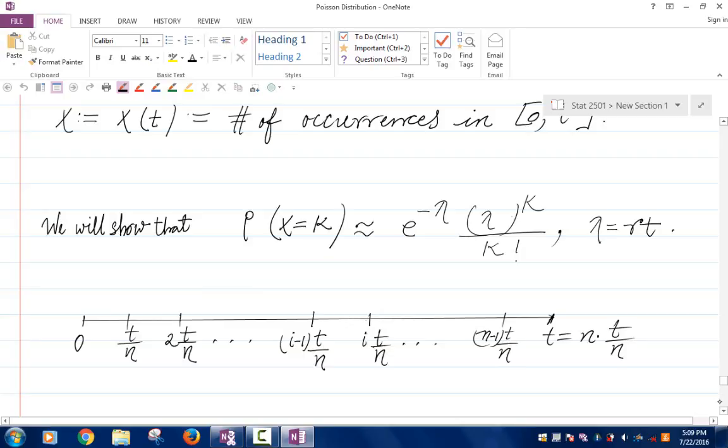So the partition points of the interval would be 0, t over n, 2 times t over n, ..., i minus 1 times t over n, i times t over n, ..., n minus 1 times t over n, and the last one is t, which is n times t over n. So we divided the interval from 0 to t into n subintervals having the same length t over n.